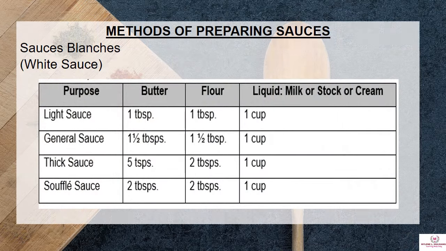Methods of preparing sauce. Sauces blanches, or white sauce. Purpose, light sauce: you can use 1 tablespoon butter, 1 tablespoon flour, and 1 cup of liquid. General sauce: 1½ tablespoons of butter, 1½ tablespoons of flour, and 1 cup liquid. Thick sauce: 5 tablespoons of butter, 2 tablespoons of flour, and 1 cup of liquid. Soufflé sauce: 2 tablespoons of butter, 2 tablespoons of flour, and 1 cup liquid.